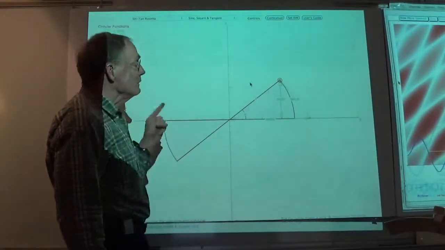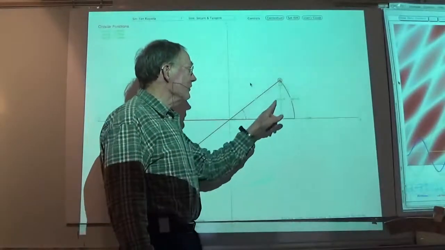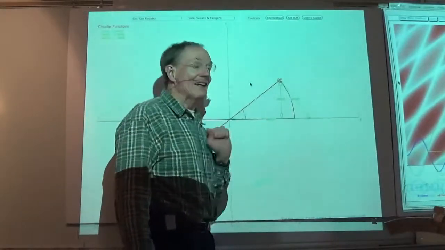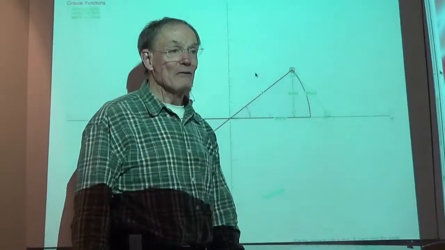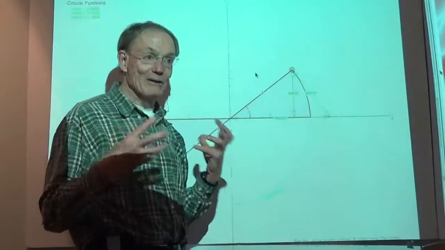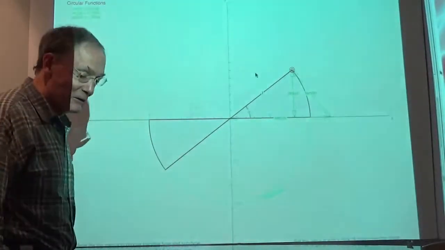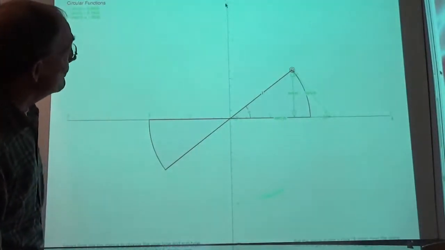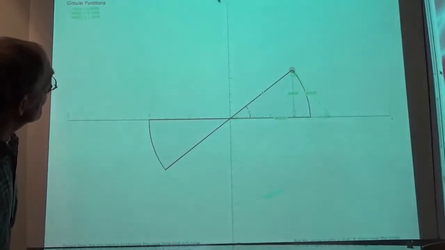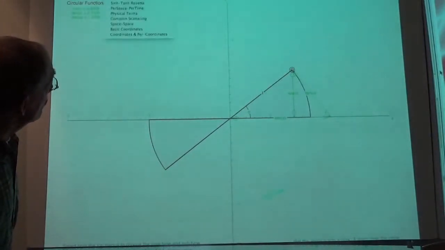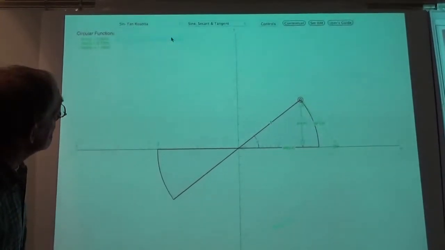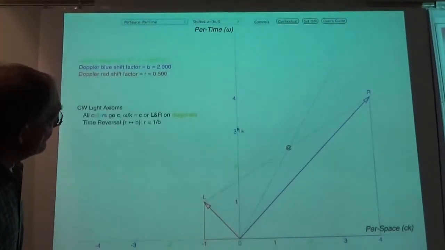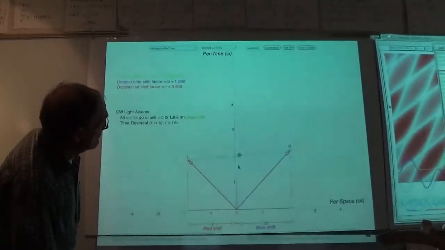Basically, if you really learn what a sine, a tangent, and a secant are, you've got relativistic wave mechanics completely described. That's a little bit of an overstatement, but it is not as much as you might think. Anyway, I'm going to go right to the per space per time. And that's this, which is going to start out with them equal.